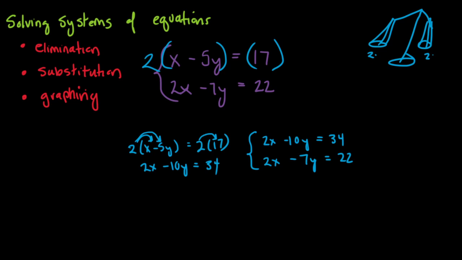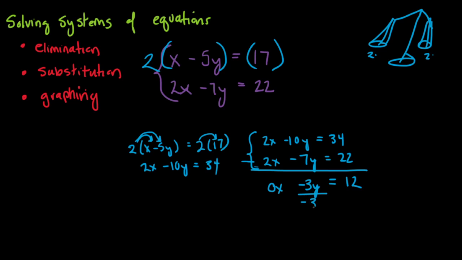What we can do is say, hey, if I add, or I should say if I subtract this bottom equation from the top equation, I will eliminate a variable. So let's do that. 2x minus 2x is going to be 0x. Negative 10 minus negative 7 is a negative 3. Negative 3y. Now careful with your negatives here, because that can be a little bit confusing for people. And 34 minus 22 equals 12. So we've successfully eliminated the variable x, and now we just have to solve for y.